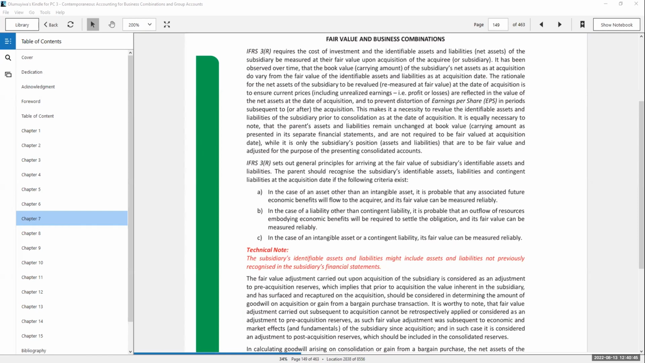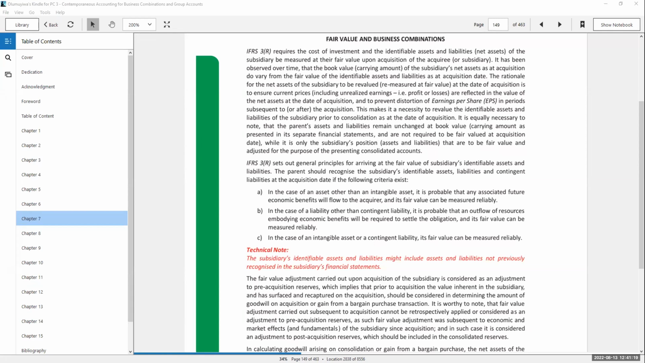IFRS 3 revised requires the cost of investment and the identifiable assets and liabilities, the net assets of the subsidiary, to be measured at fair value upon acquisition of the acquiree or subsidiary. It has been observed over time that the book value, which is the carrying amount of the subsidiary's net assets at acquisition, does vary from the fair value of the identifiable assets and liabilities as at acquisition date.